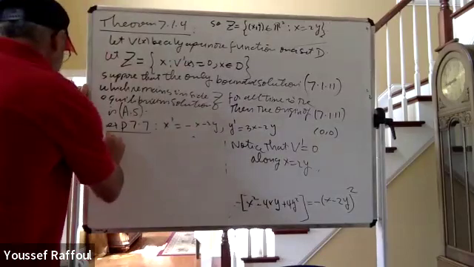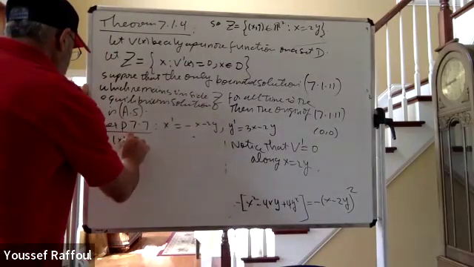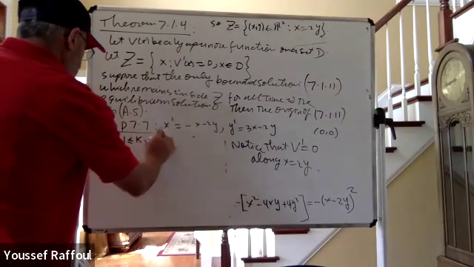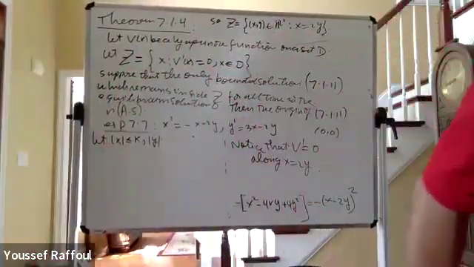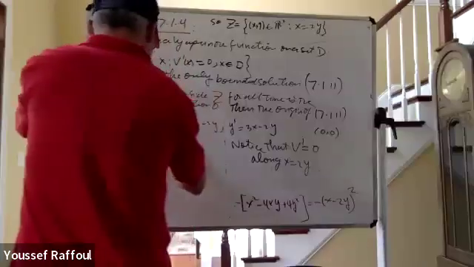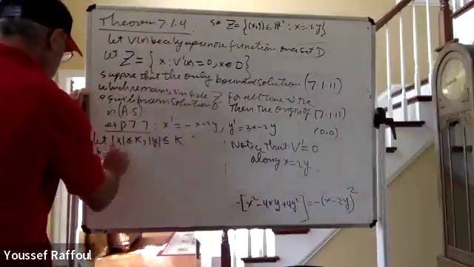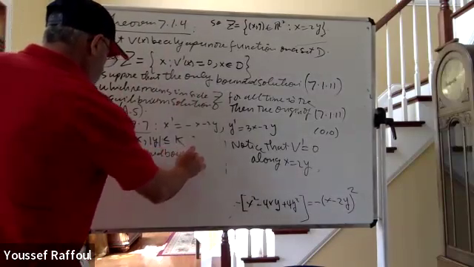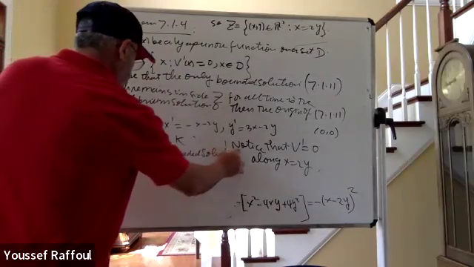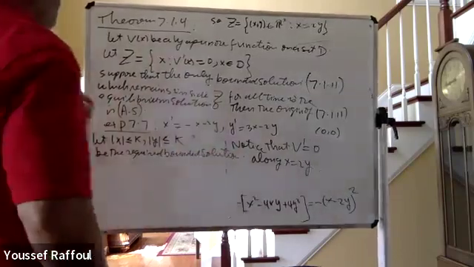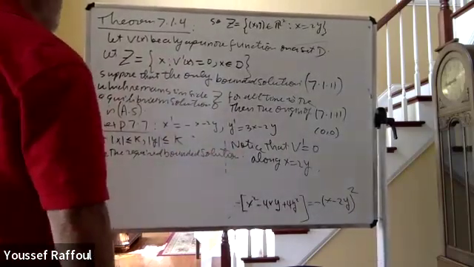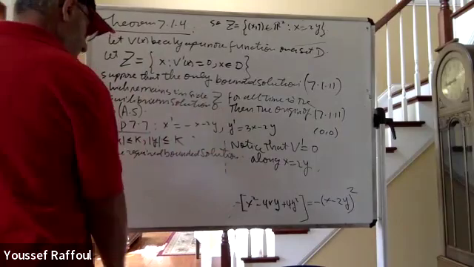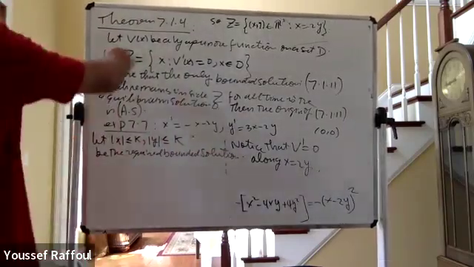So we want, let absolute value of x be less or equal to k, absolute value of y less or equal to k, be the required bounded solution, be the bounded solution that the theorem asks for.